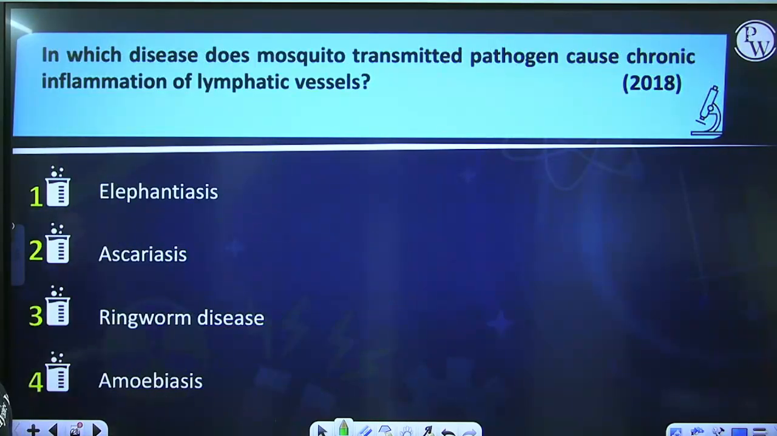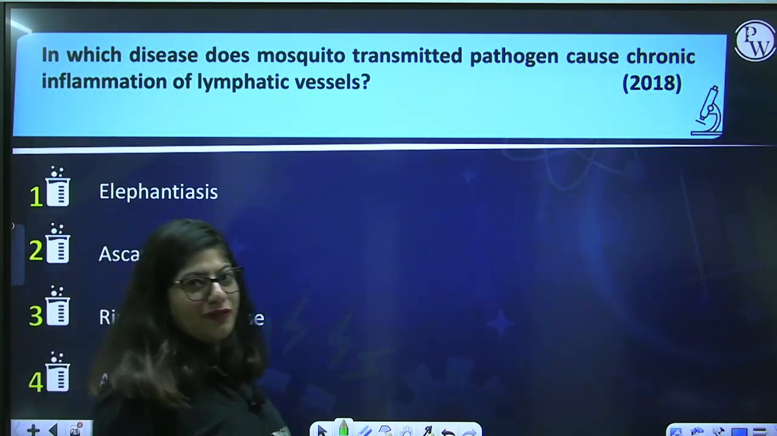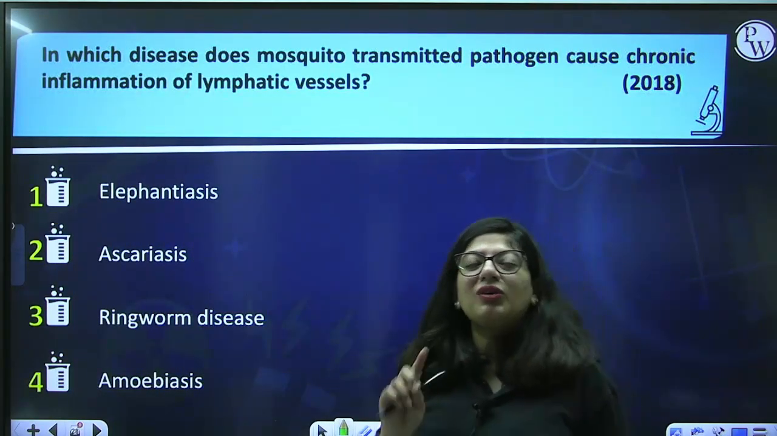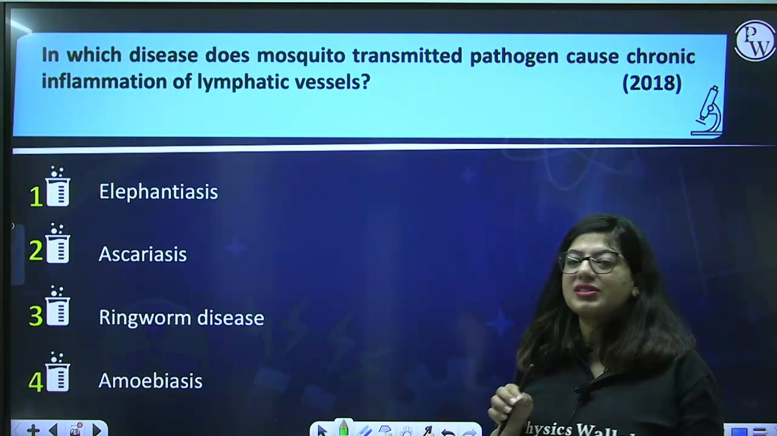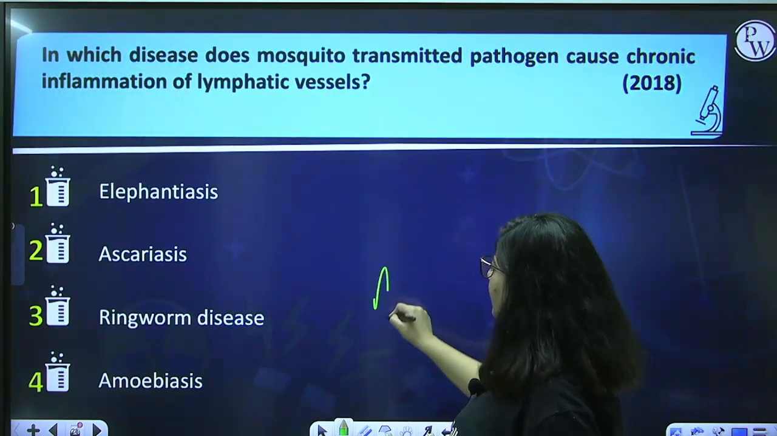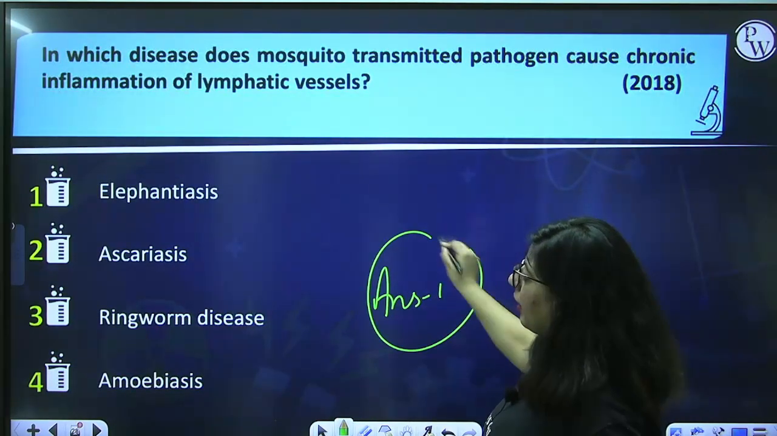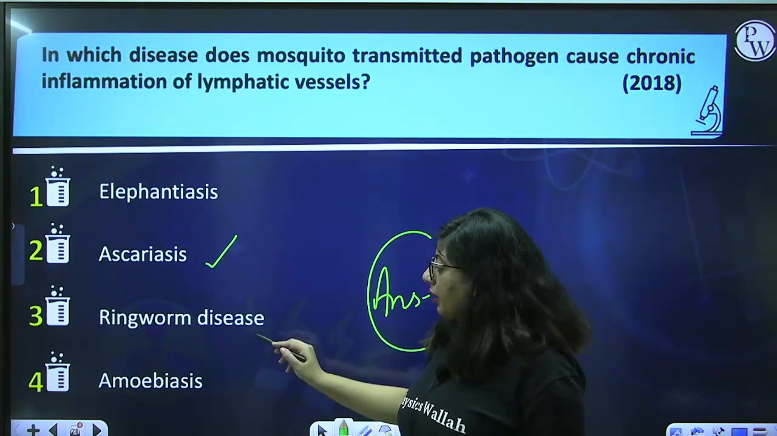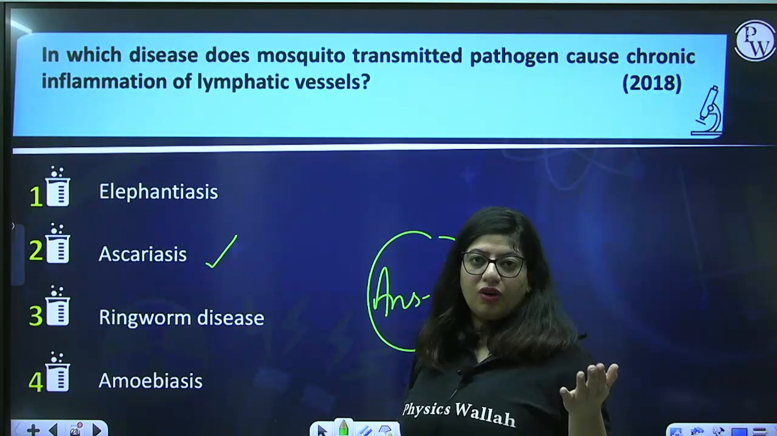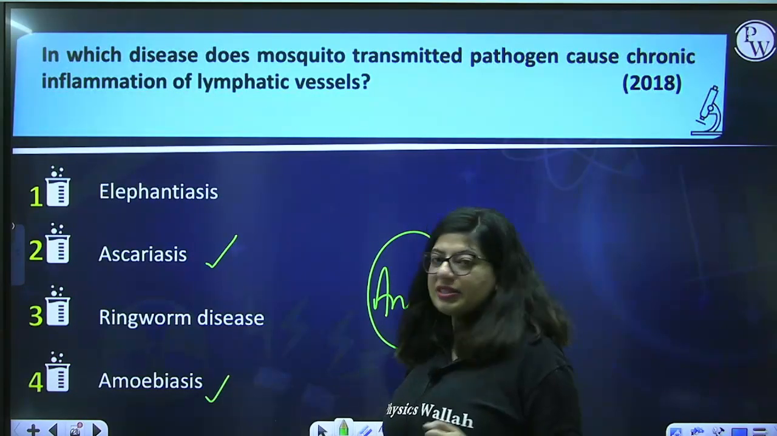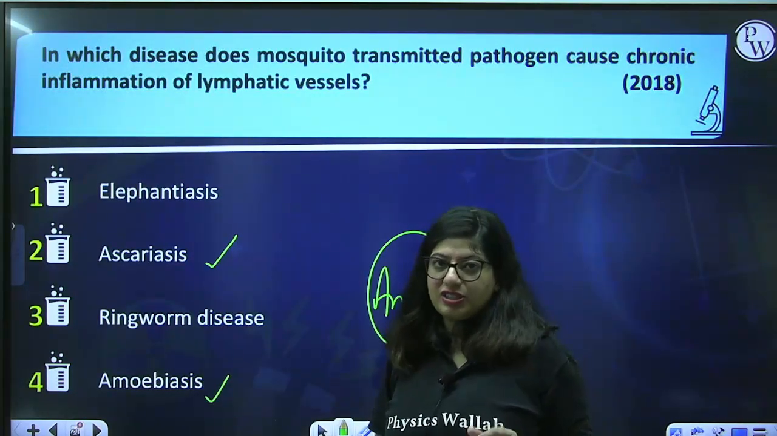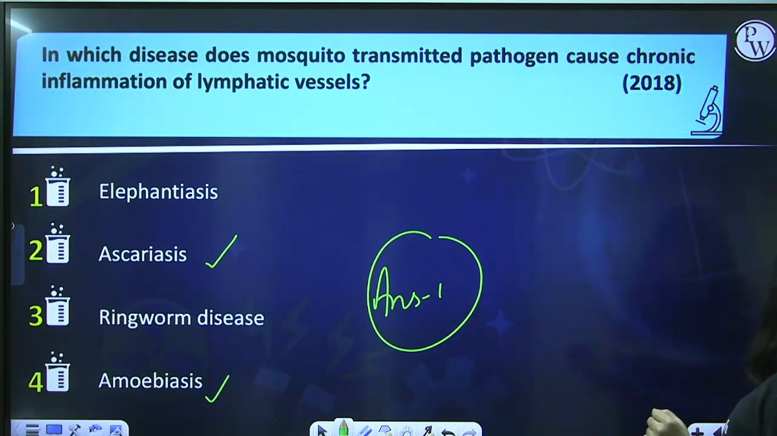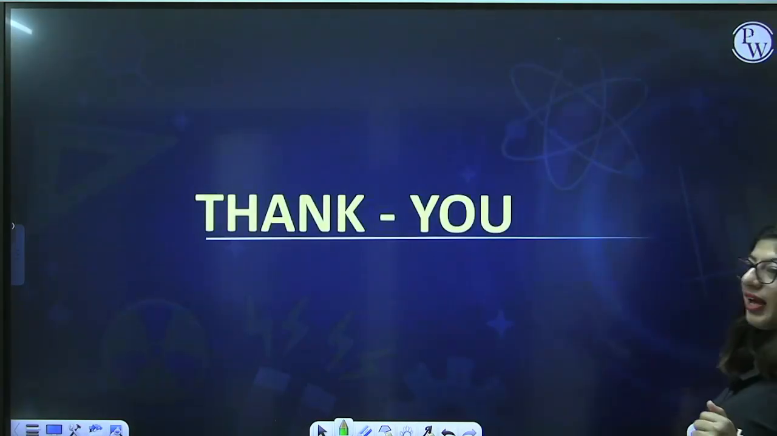Next, in which disease does a mosquito transmitted pathogen cause chronic inflammation of lymphatic vessels? Simple, only one disease we have done where lymphatic vessels are basically involved, that is elephantiasis, 1. In Ascariasis, small intestine obstruction, anemia, blockage. Ringworm, skin, hair or your nails are infected. In Amoebiasis, mucosa, submucosa of large intestine is infected. Next. That's it. So that's it about the diseases.